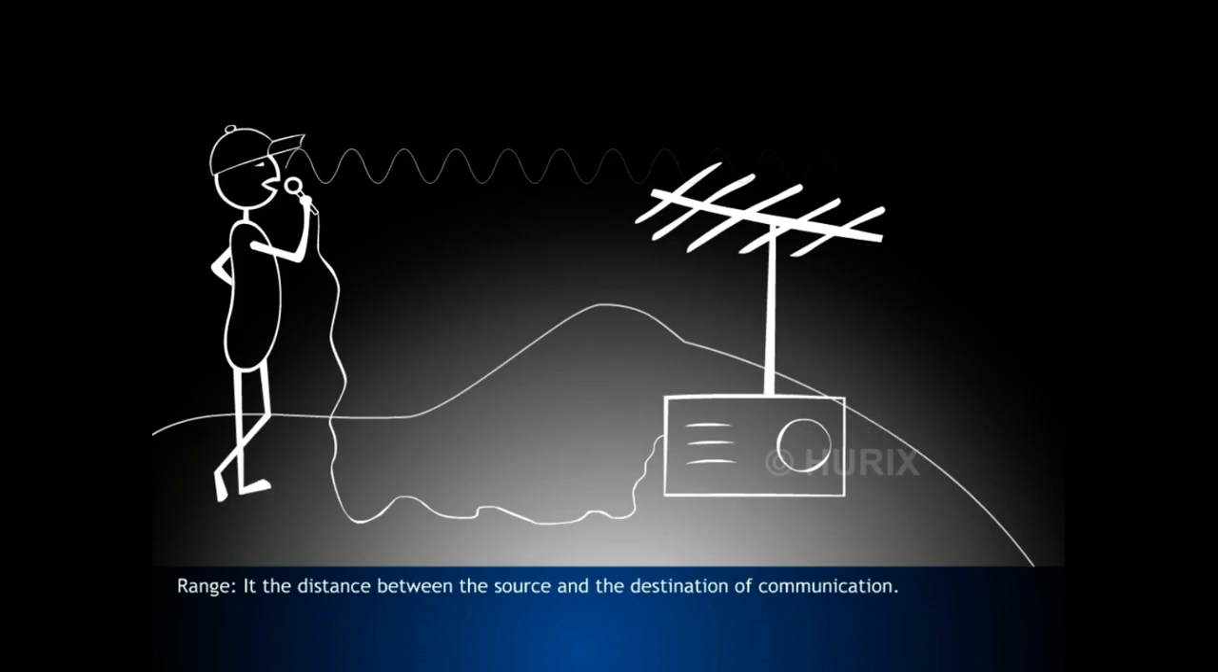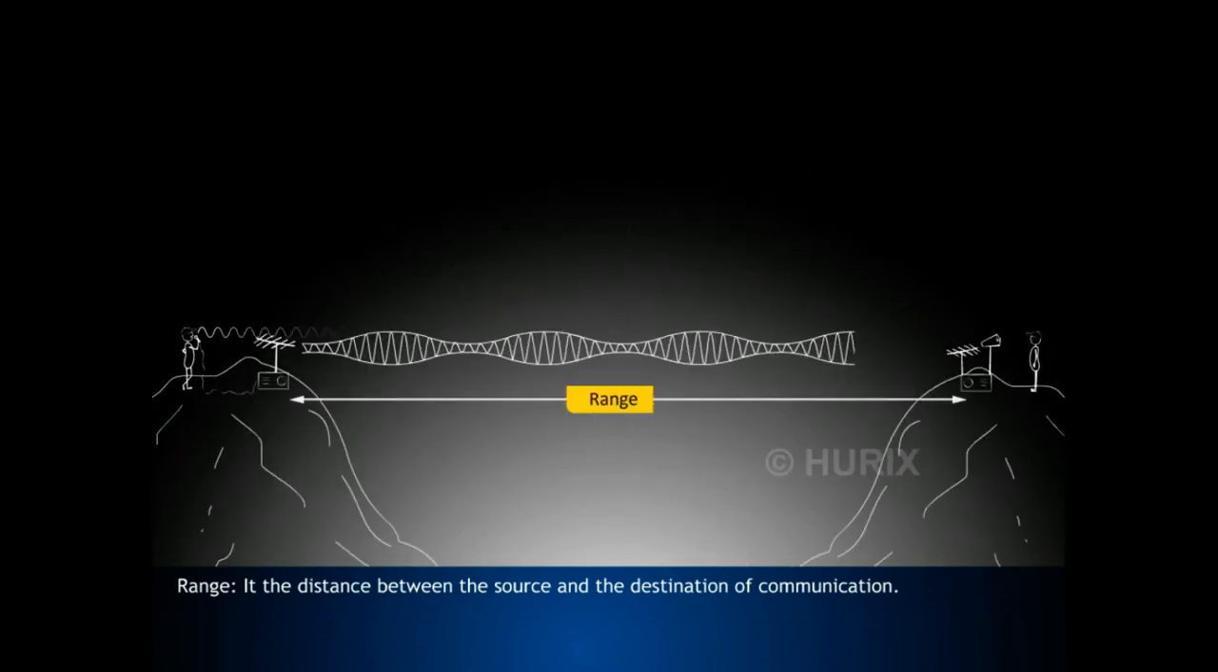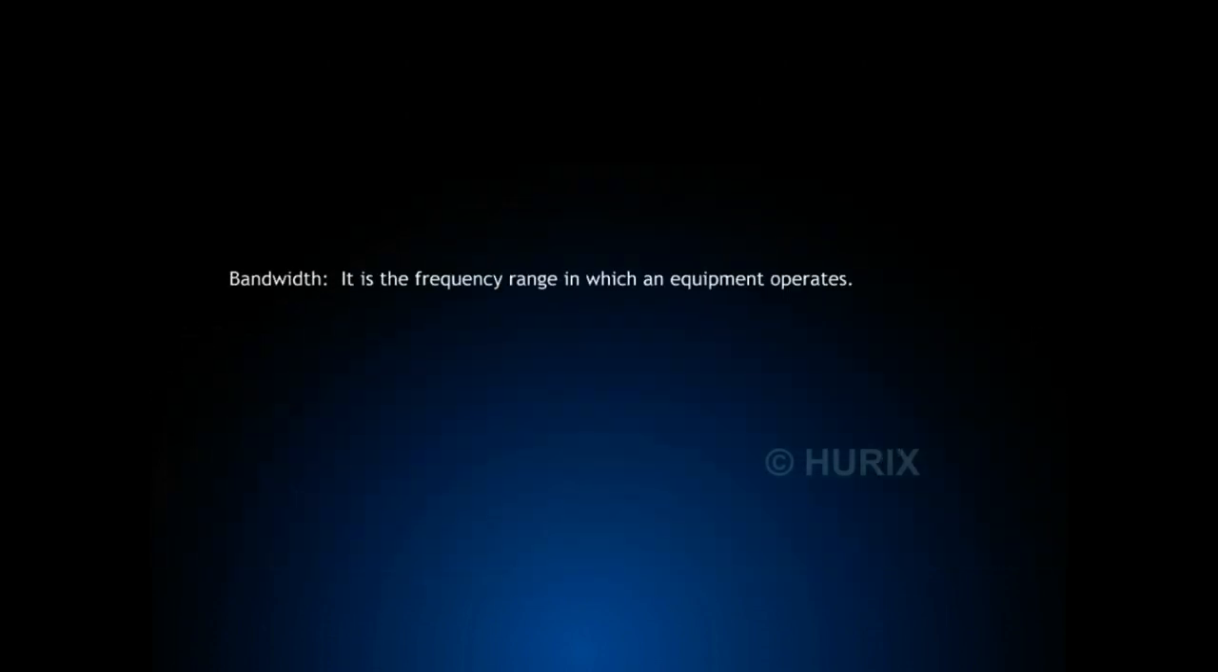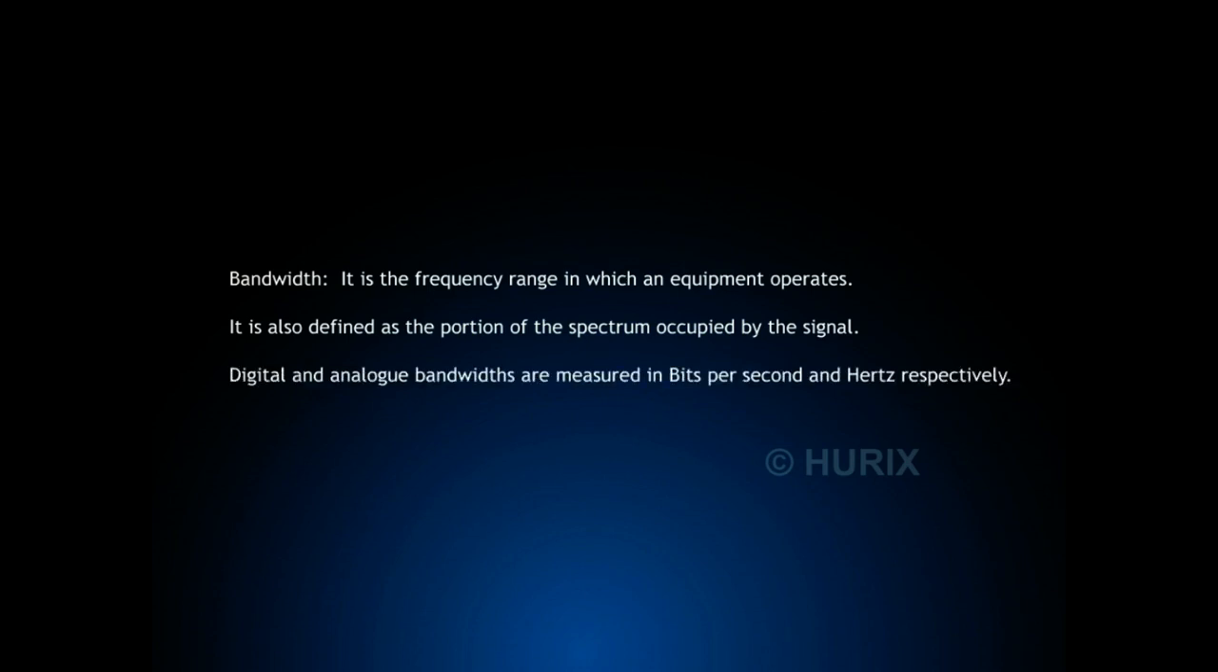Range. It is the distance between the source and the destination of communication. Bandwidth. It is the frequency range in which an equipment operates. It is also defined as the portion of the spectrum occupied by the signal. Digital and analog bandwidths are measured in bits per second and hertz, respectively.